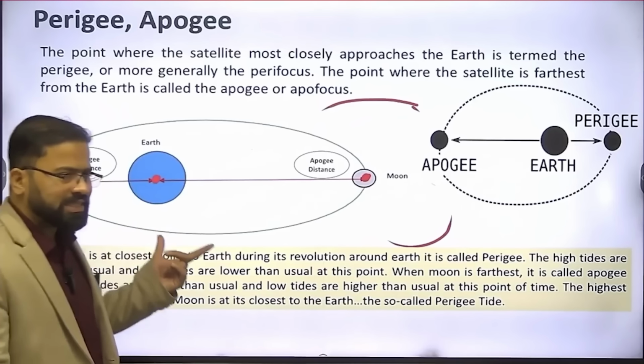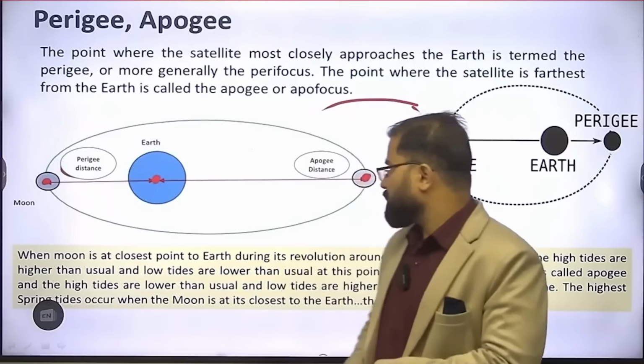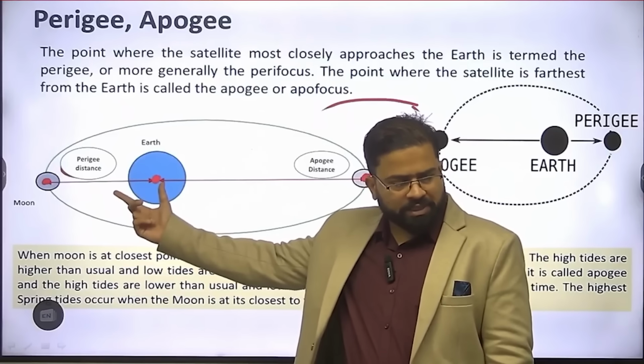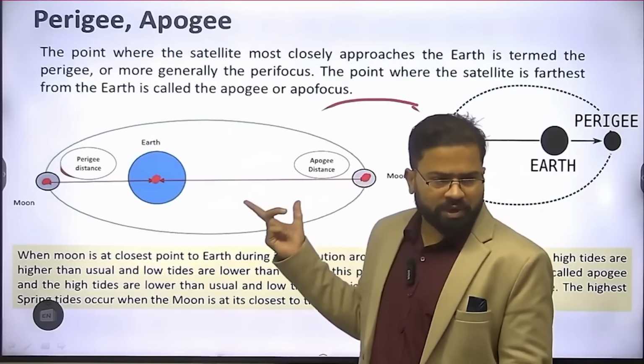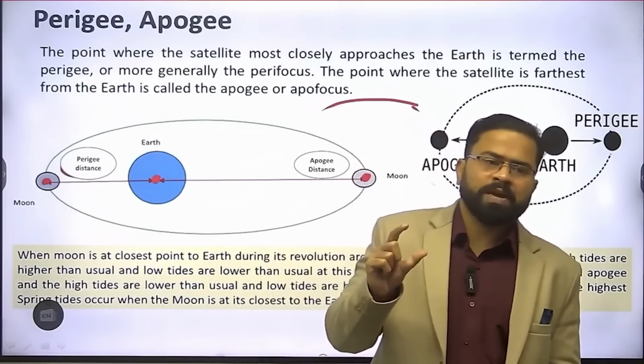Now we have discussed that there are two particular positions. One is your perigee position, which means the nearest position, and the apogee position means the farthest position.